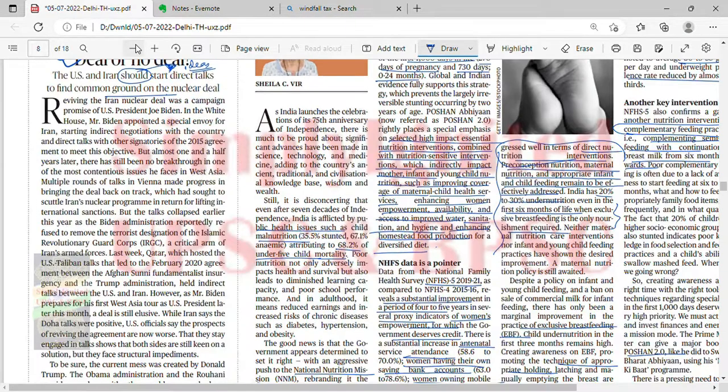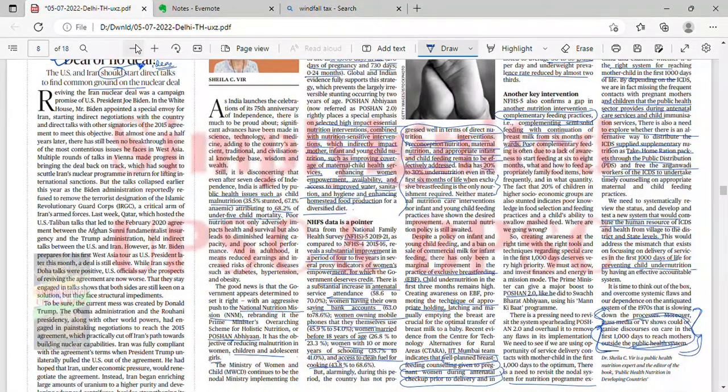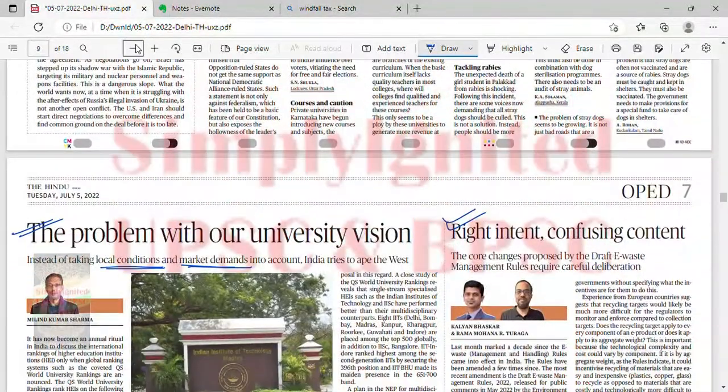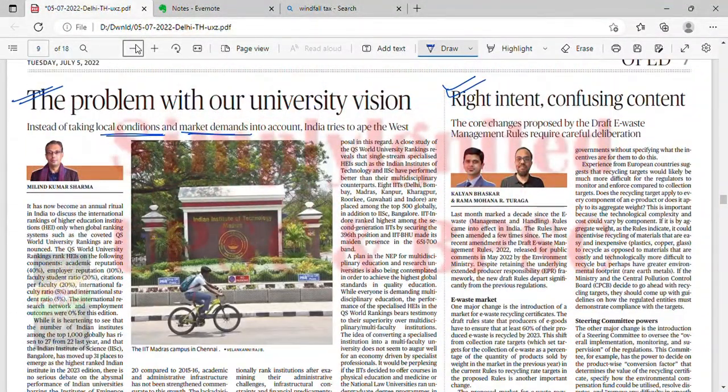It is idea-based. I read only for things which are very relevant to the syllabus, like education, health. The social justice section needs more ideas, more newer approaches. This Iran deal, if it comes up, then we all know that we should write that all the world powers should come to the table and talk together. The major nuclear powers, including Israel, should be given the opportunity to talk and all those things, right? So it goes like this. The problem with our university vision is that instead of taking local conditions and market demand into account, yes, that's enough to know about this local condition and market. So the point will be, you don't have to write it like a negative point.